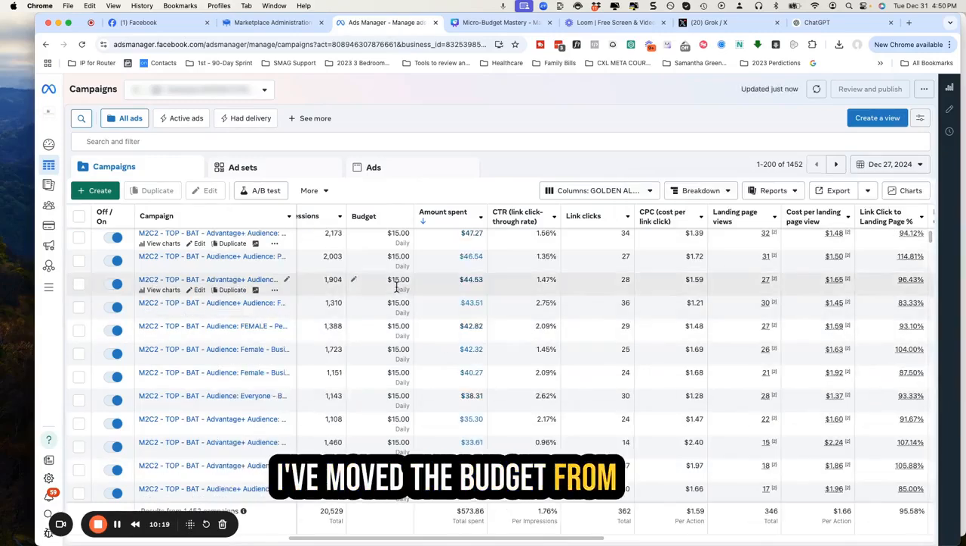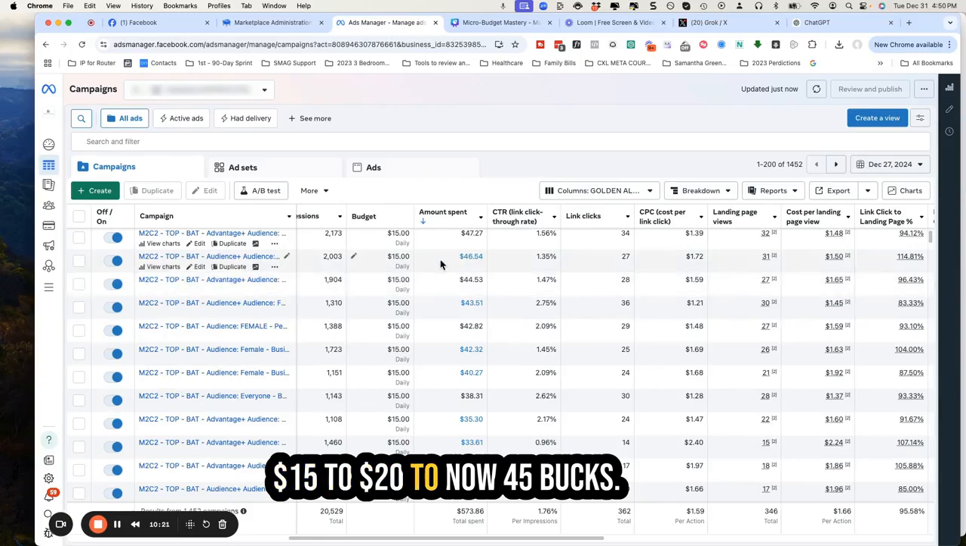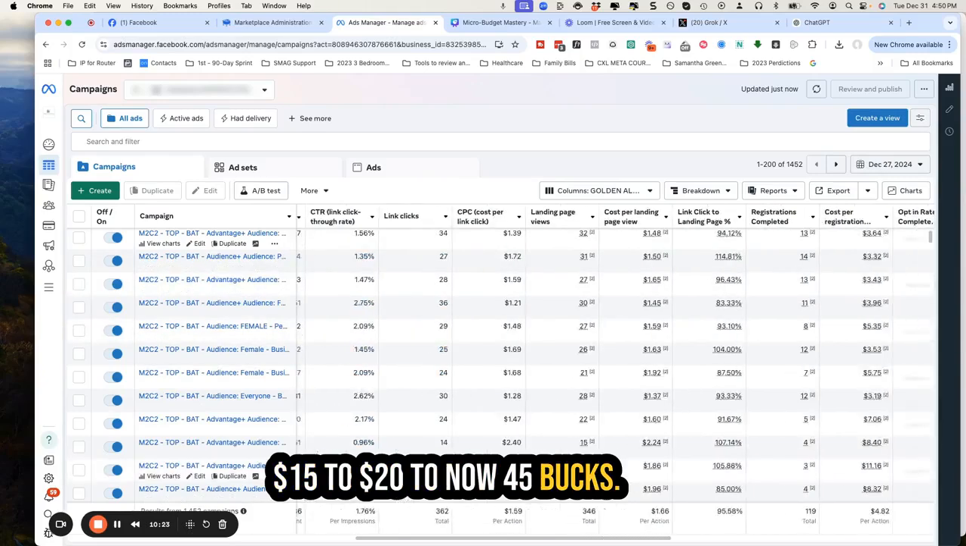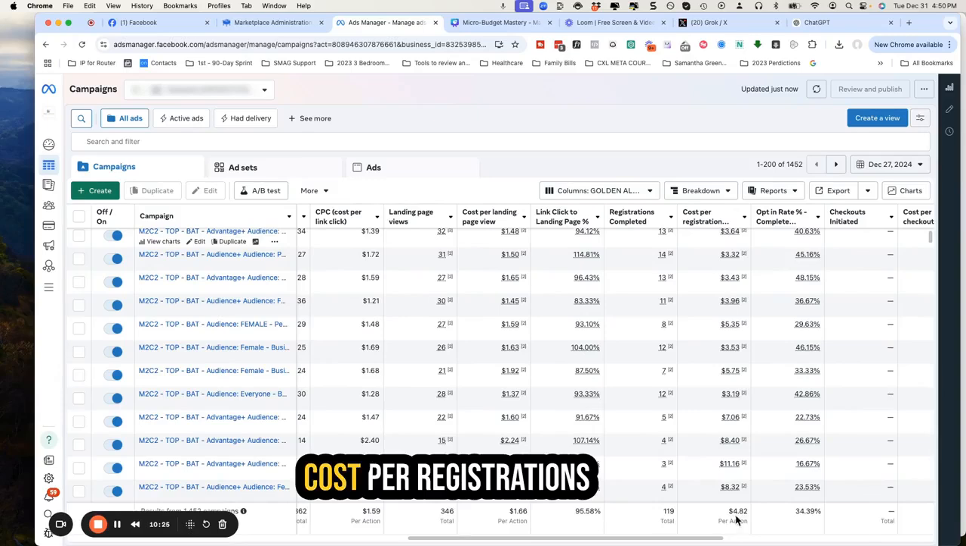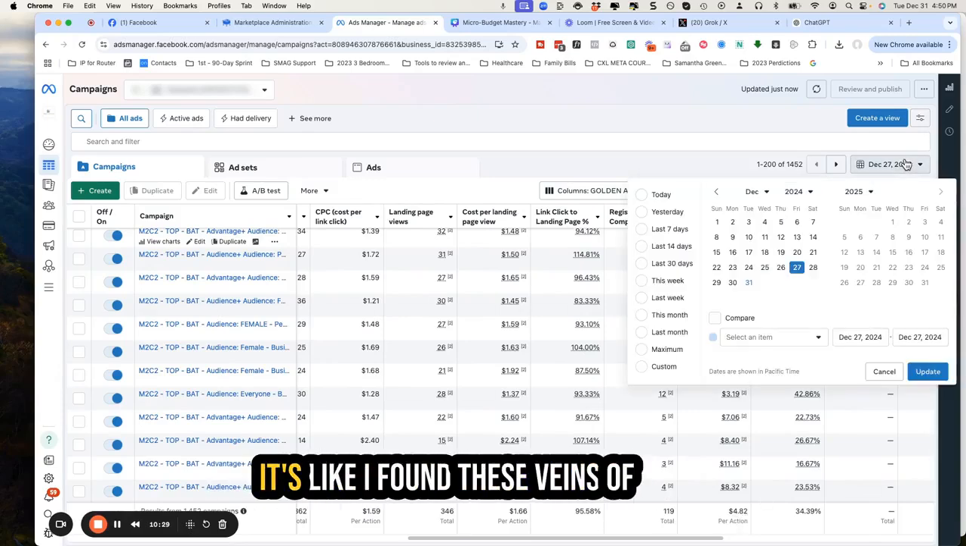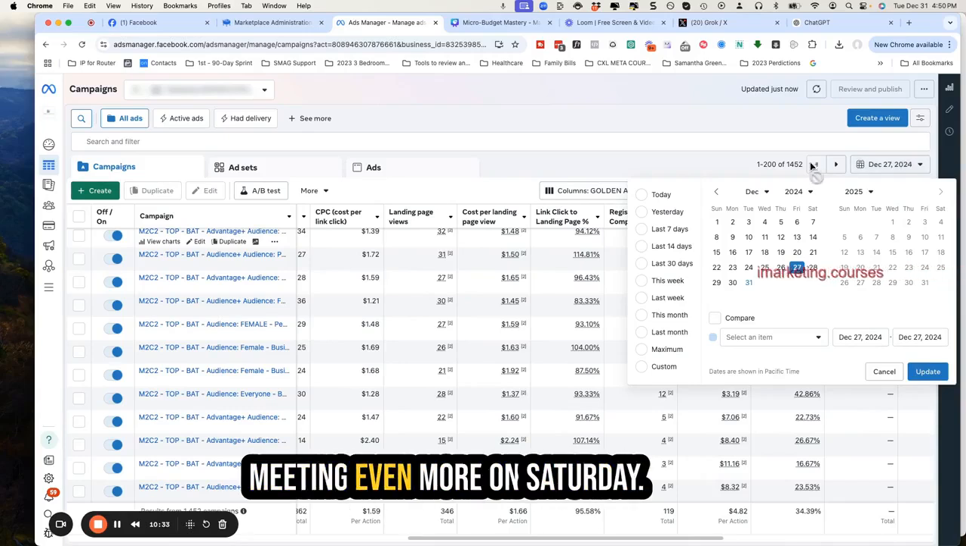I've moved the budget from $15 to $20 to now $45. Let's take a look at this. Cost per registrations are at $4.82. It's almost like they're going down. It's like I found these veins of gold and I'm just tapping into even more.